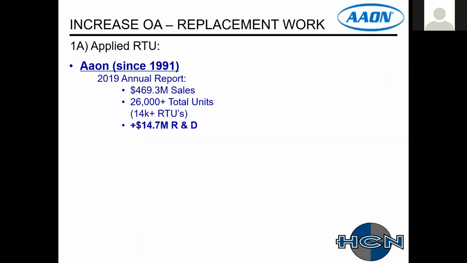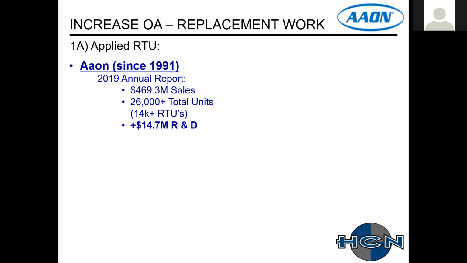All right. So focusing on the applied rooftop unit, HC&I represents AAON. AAON has been around since 1991. Just some facts to tout their awesomeness. From the 2019 annual report, they had $470 million in sales. It always flabbergasts me, the amount of units that these manufacturers, or just any manufacturers, make. They had 26,000 total units, 14,000 of them are RTUs. I think that comes out to like 7 units an hour or something like that.